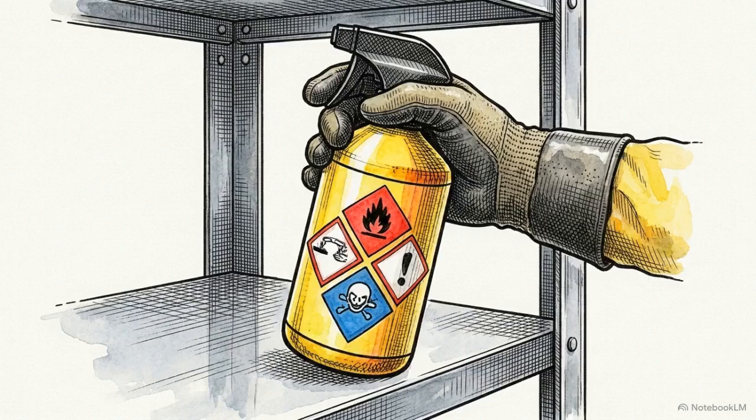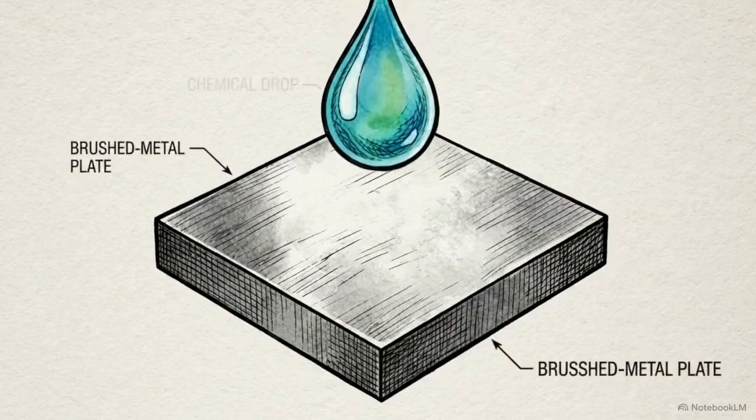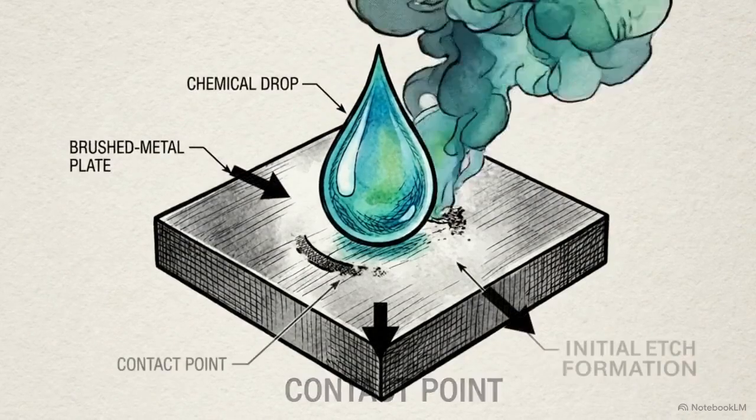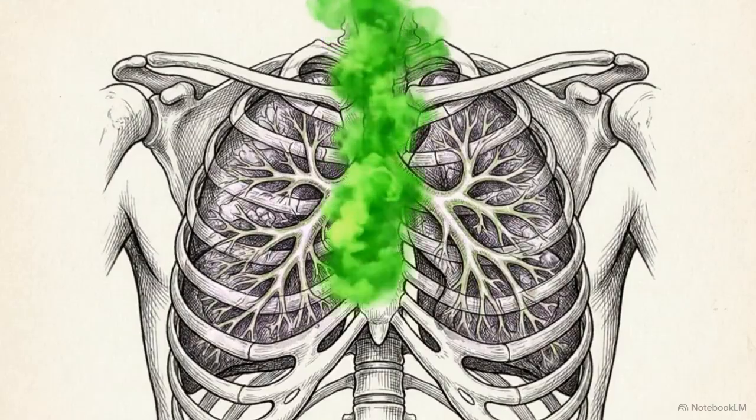Step 1 begins before a bottle is even opened. The first line of defense is the warning label on the container, which uses standard pictures to communicate specific hazards. A corrosive symbol indicates that the chemical can burn skin, damage eyes, and eat through solid metal surfaces. The health hazard symbol warns of long-term risks.